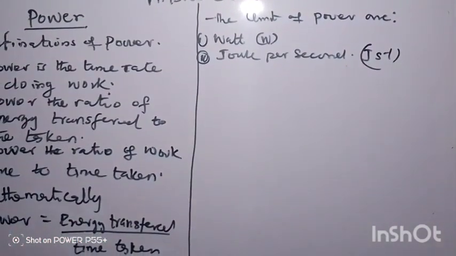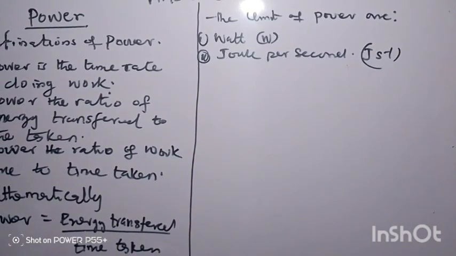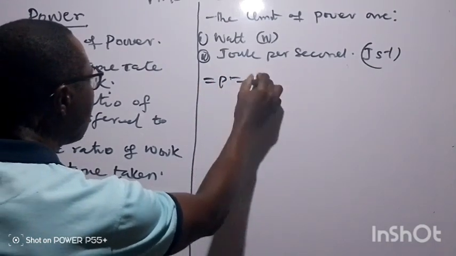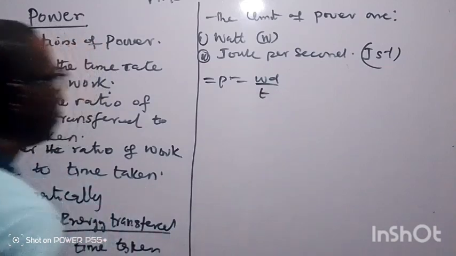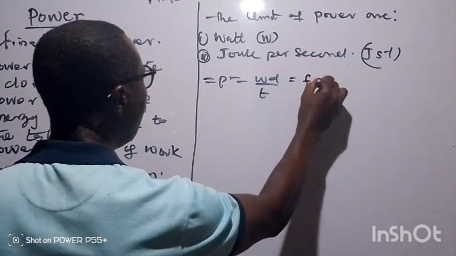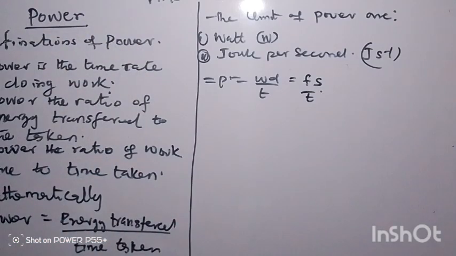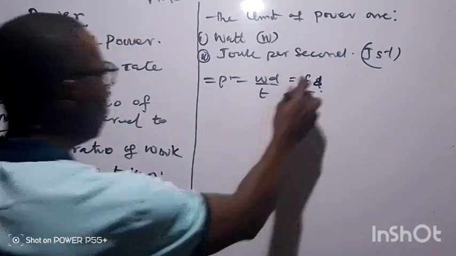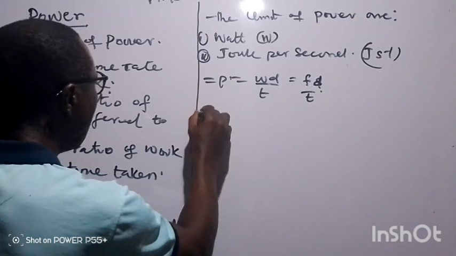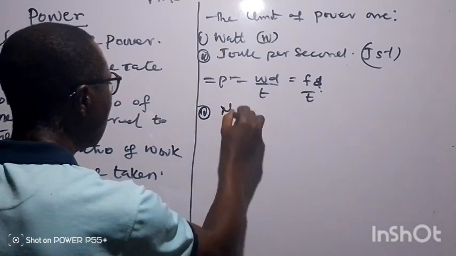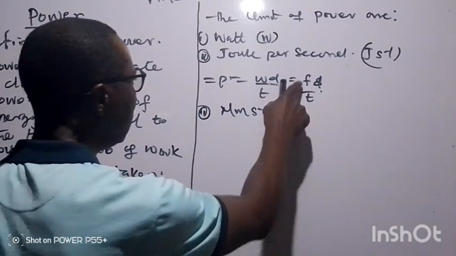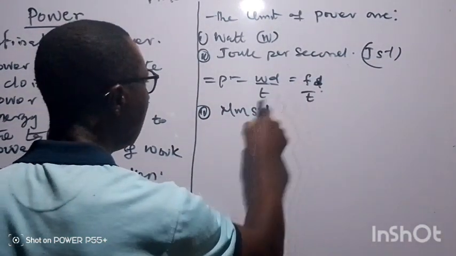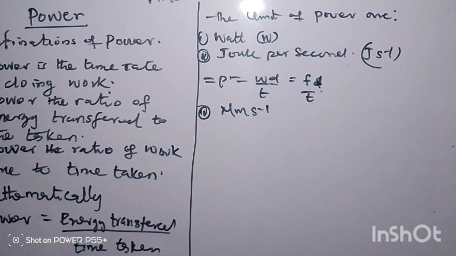You can still get another unit from work done over time taken. Since power is equal to work done over time taken, and work is equal to Fs, that is over time taken, because work is force multiplied by distance. Another unit then is Newton meter per second: Newton for force, meter for distance, and second for time. That's another unit of power.